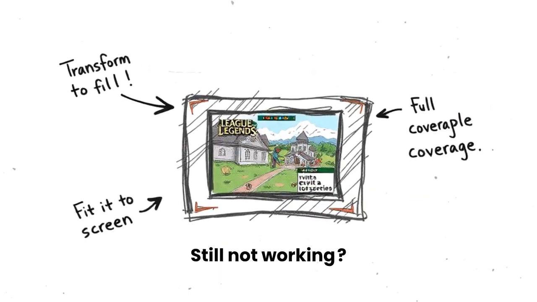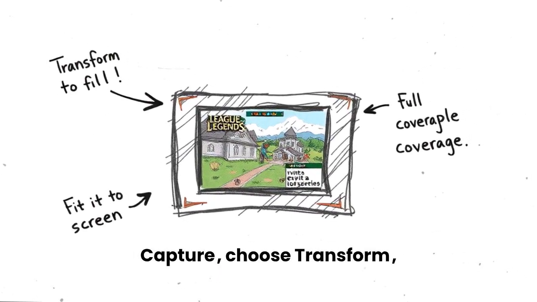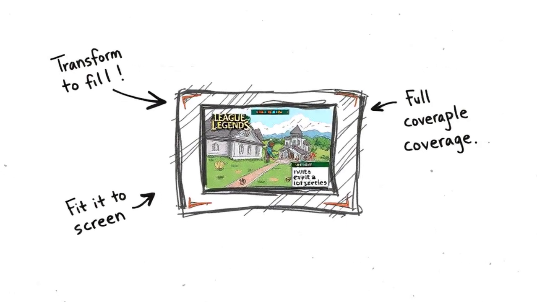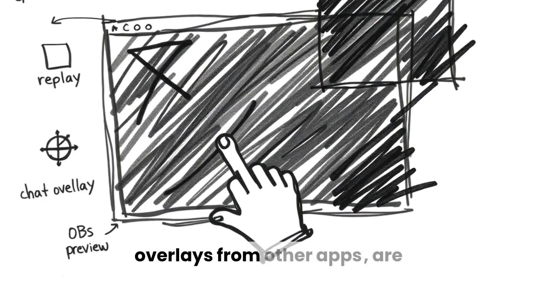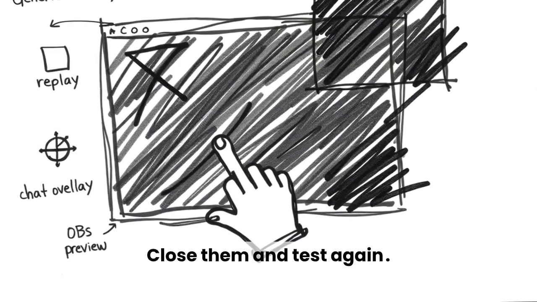Still not working? In OBS, right-click your game capture, choose Transform, then Fit to Screen, so your League feed fills the canvas properly. Finally, check that no overlays, like replay tools or overlays from other apps, are hooking into the game before OBS. Close them and test again.